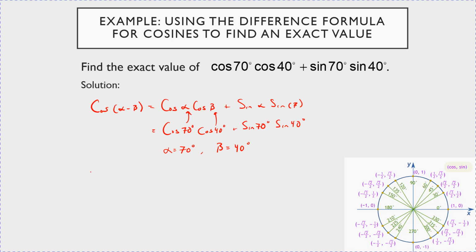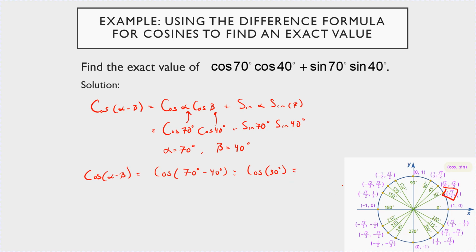So cosine of alpha minus beta is now equal to cosine of 70 degrees minus 40 degrees. I'm just going backwards in the formula. Now what is 70 degrees minus 40 degrees? That's 30 degrees, and this you can absolutely see on the unit circle.